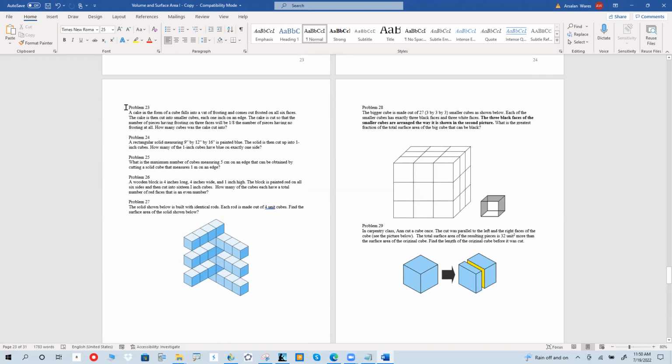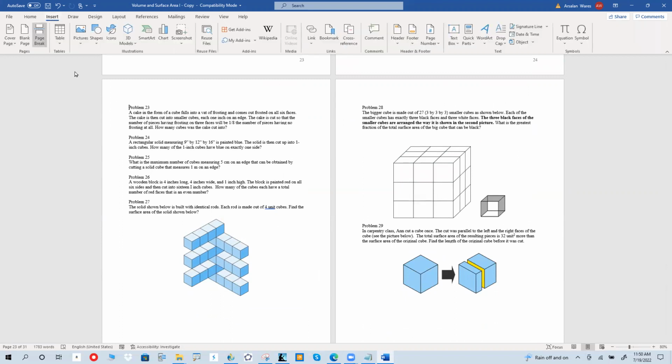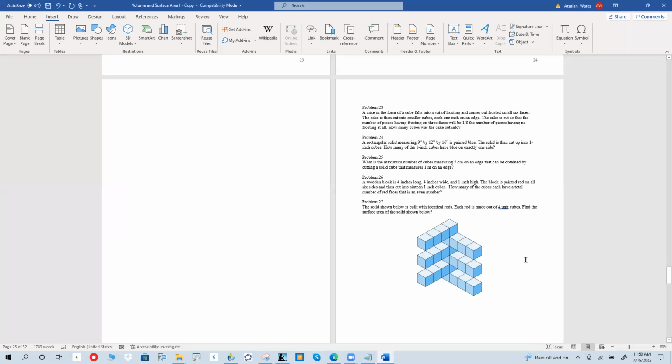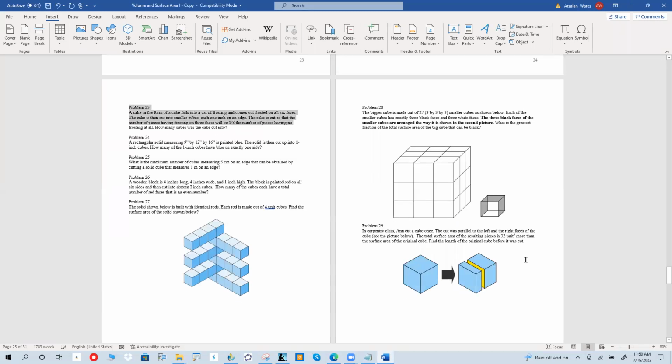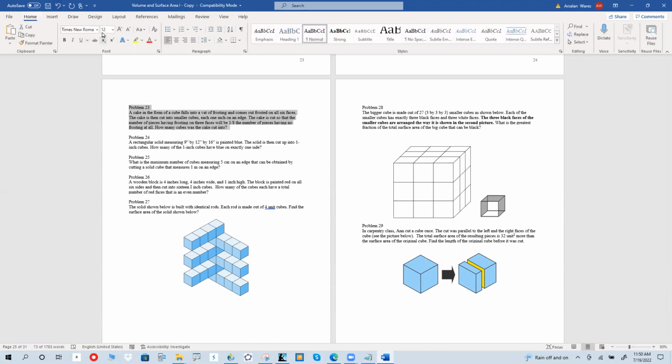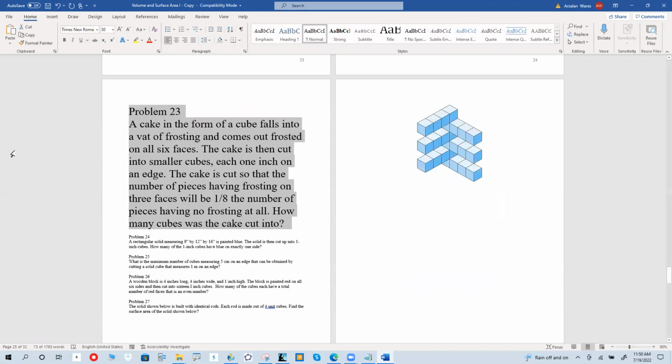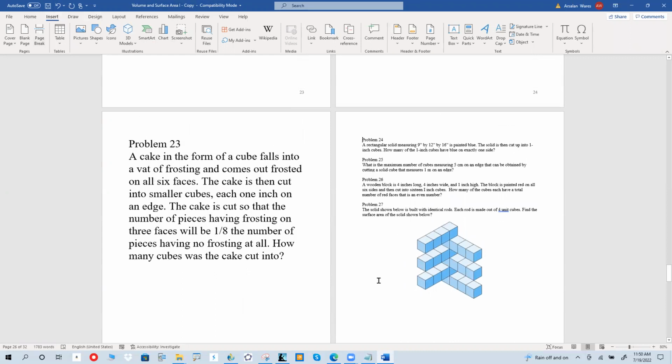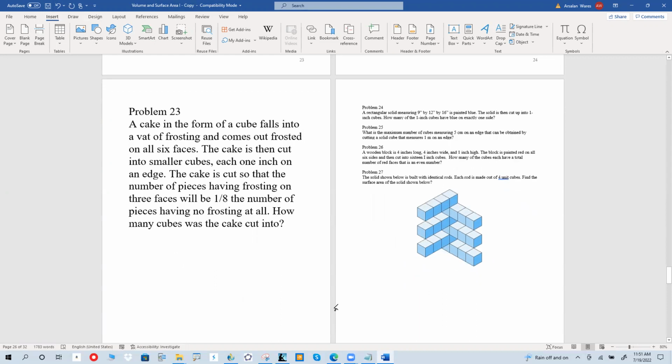Let's see what else is coming up. Let's try 24, 25, 23. 23. A cake in the form of a cube falls into a vat of frosting, comes out frosted on all 6 sides. The cake is then cut into smaller cubes, each one 1 inch on each edge. The cake is cut so that the number of pieces having frosting.